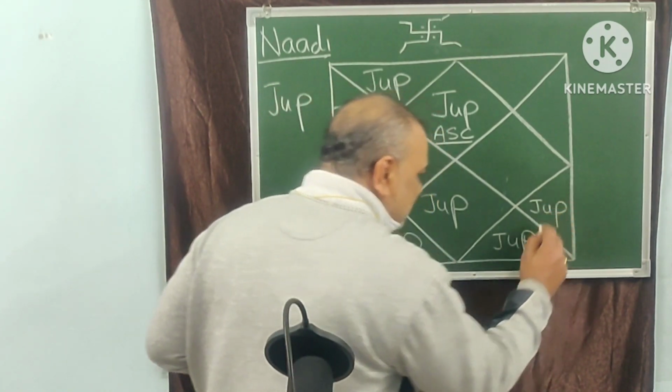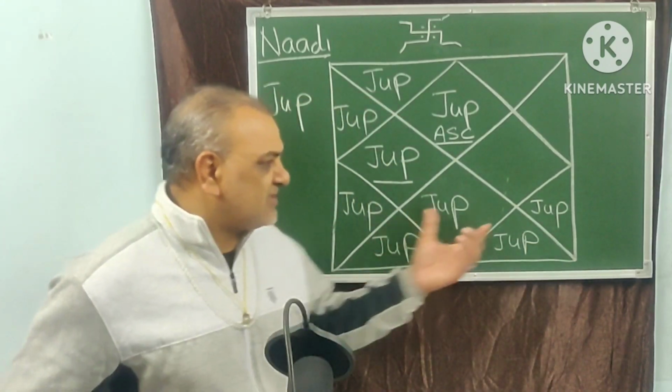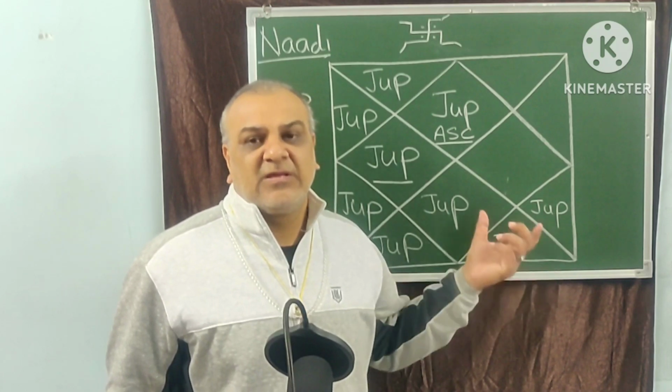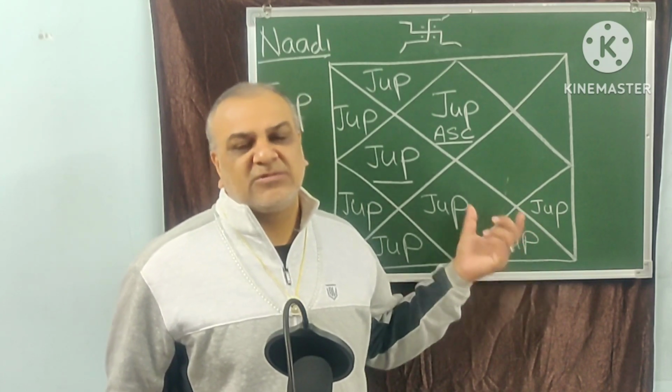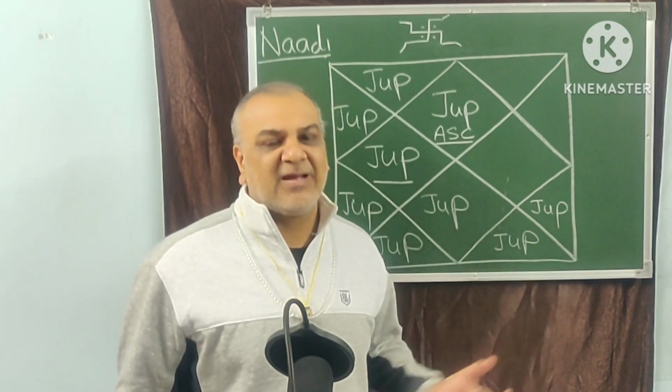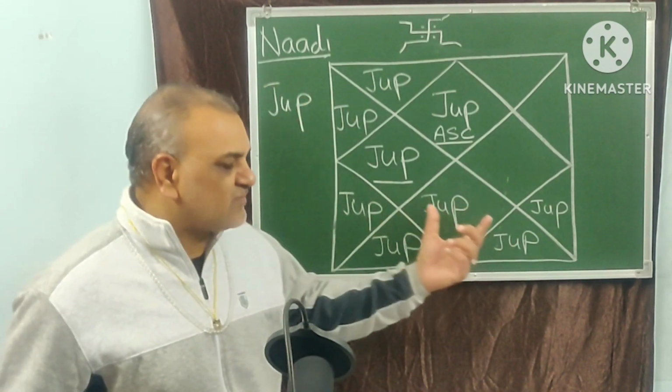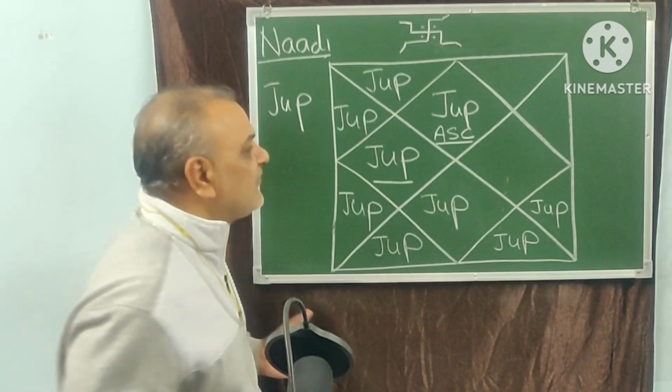So if Jupiter is placed in the 9th house, this is the house of religion. This is the house of your family values. So this person will be more inclined towards religion and towards his family values. So this would be the prime focus of his life.